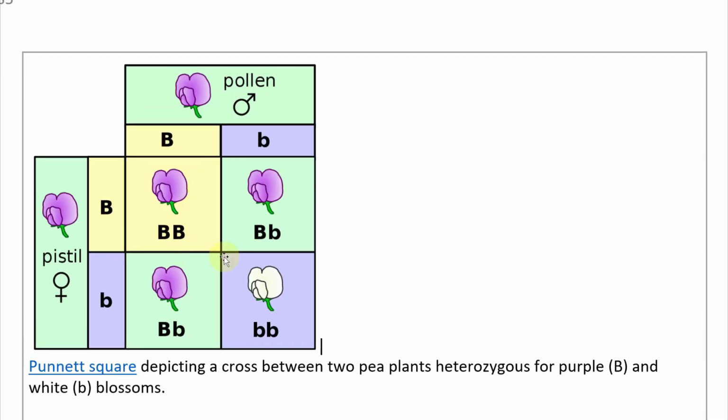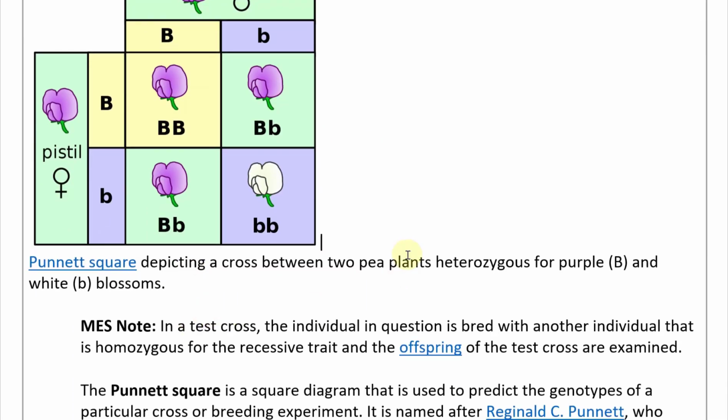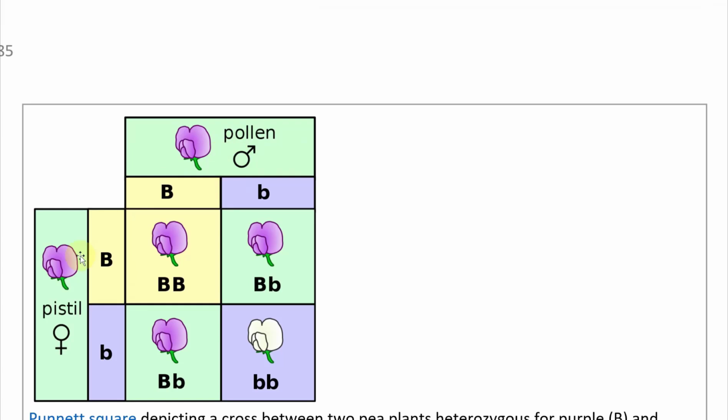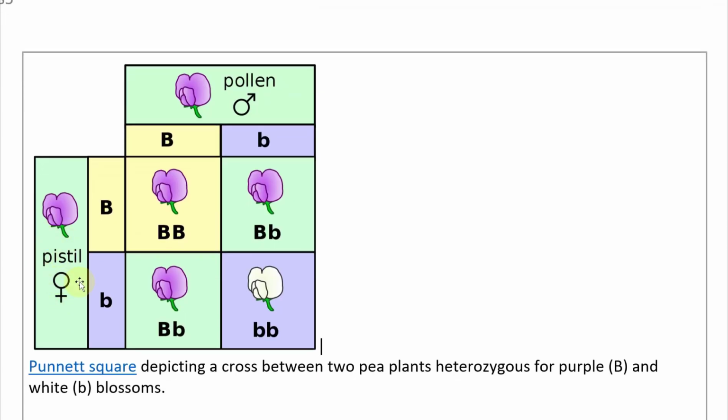Alright, so now here's an example. A Punnett square depicting a cross between two pea plants, heterozygous for purple, capital B, and white, lowercase b, blossoms, or just flowers. So it's pollen, the male, and pistil, that contains the female organs, or the gametes. And we'll get to those later when we discuss plants. But just in inheritance, let's say it's heterozygous for purple, and then the white is recessive. And the purple is dominant.